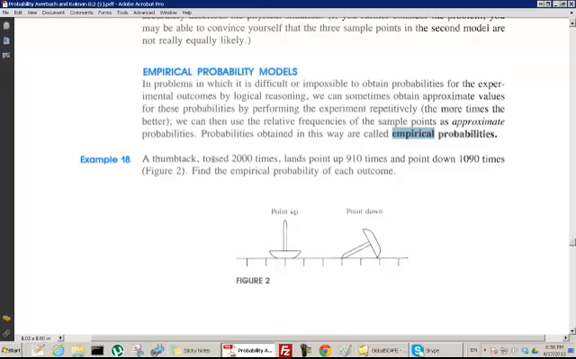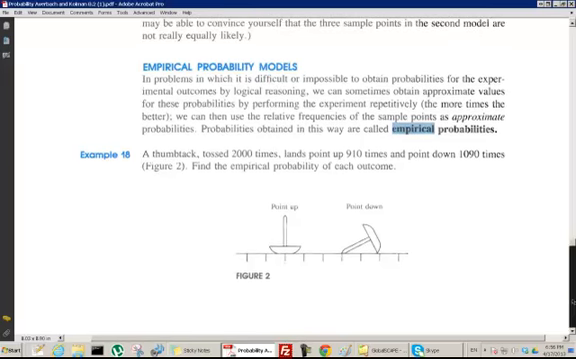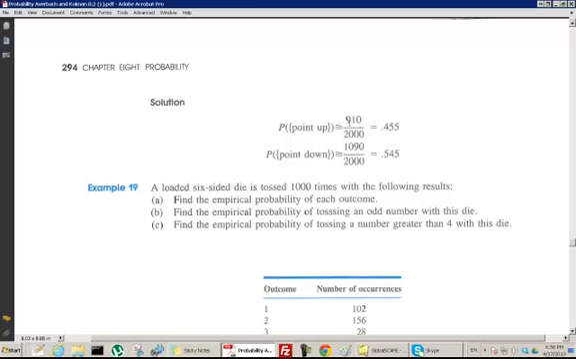A thumbtack tossed 2,000 times lands point up 910 times and point down 1,090 times. Find the empirical probability of each outcome. So we use the relative frequencies for the empirical probabilities. So the probability of point up is approximately, so we're using the empirical relative frequency as an approximation to the probability, 910 over 2,000, which is 0.455, and point down is 1090 over 2,000, which is 0.545.